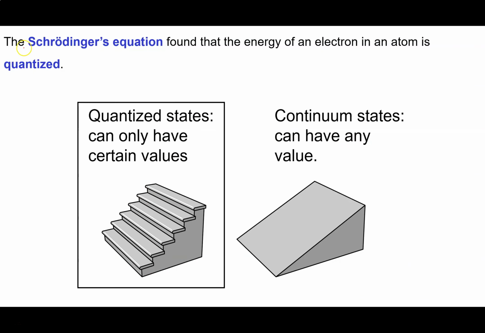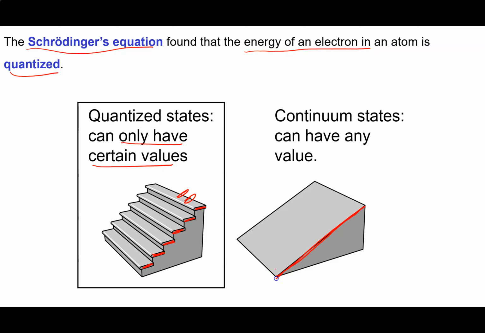So Schrodinger developed this equation, and one of the things that he found was that his equation will only work if the energy of an electron in an atom is what we call quantized. So when something is quantized, that means that it can only have certain values. So height is quantized when you are climbing stairs. The only time you are stable is when your feet are resting on a step, right? Now, this limits your possible values for height.